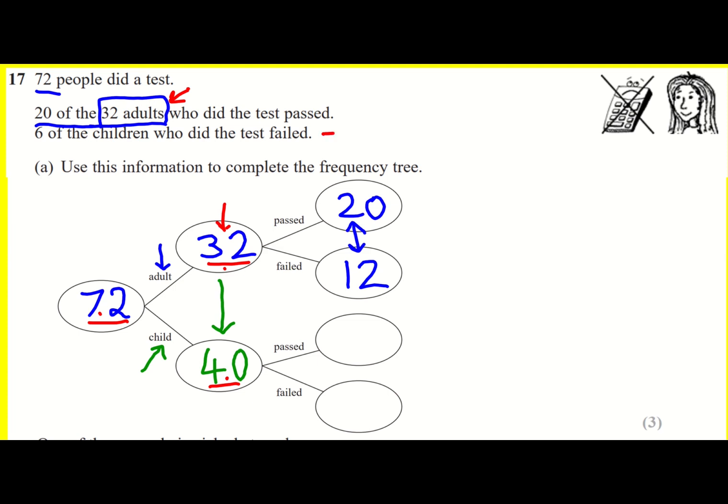Let's carry on reading the question. 6 of the children who did the test failed. So if 6 failed, I'm going to put that in this bubble. And then if I know that it must add to give 40, then 34 must have passed. How do I know that? Well, because these two numbers here, 34 and 6, add together to give my 40 there. So that's my frequency tree done.